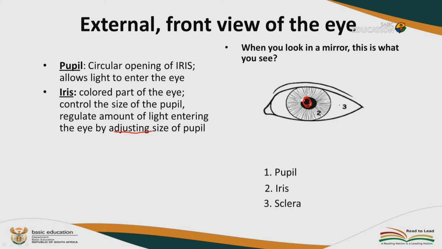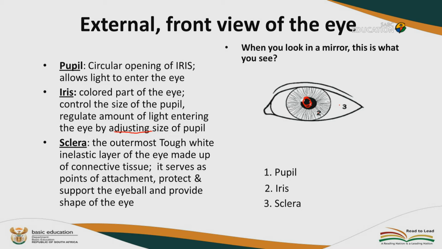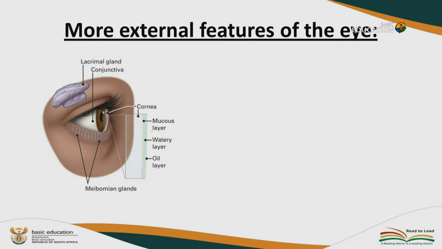The third one is the sclera. It is the outer tough white membrane, this layer of the eye that is made up of connective tissues. So we'll look into that. So basically, when you look at the eye, this is what you see. You see the pupil, you see the sclera, and you see the iris.